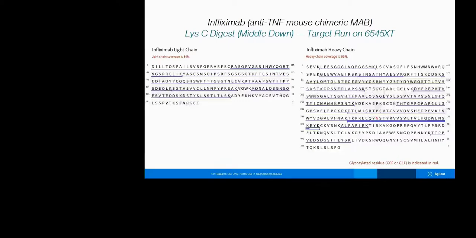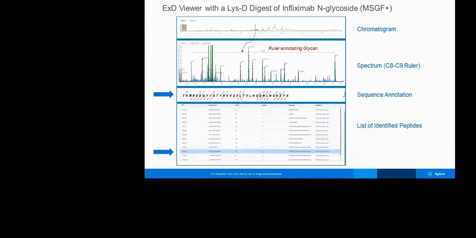And the workflow is basically we run the digest, separate it, collect the data, run it through MSGF Plus to identify peptides, and now we're viewing the results. And that's shown here, where the chromatogram is shown above. I put a blue rectangle to show that this is where the N-glycosylated peptide is eluting.